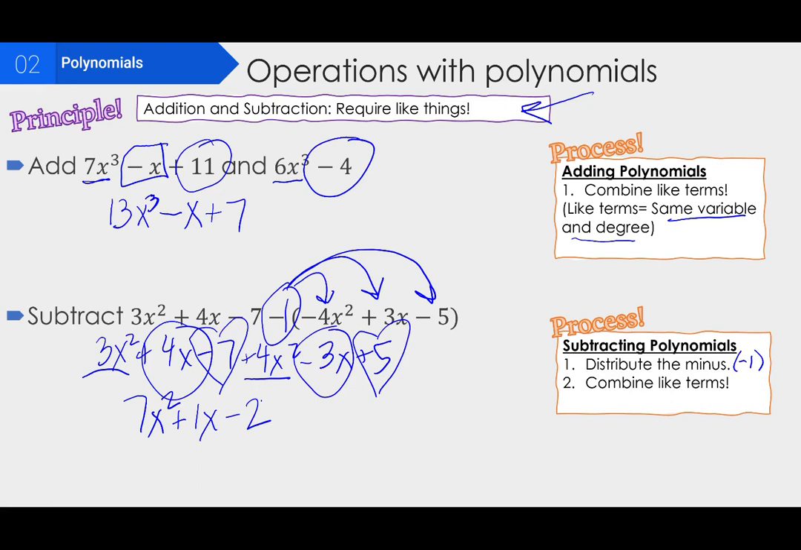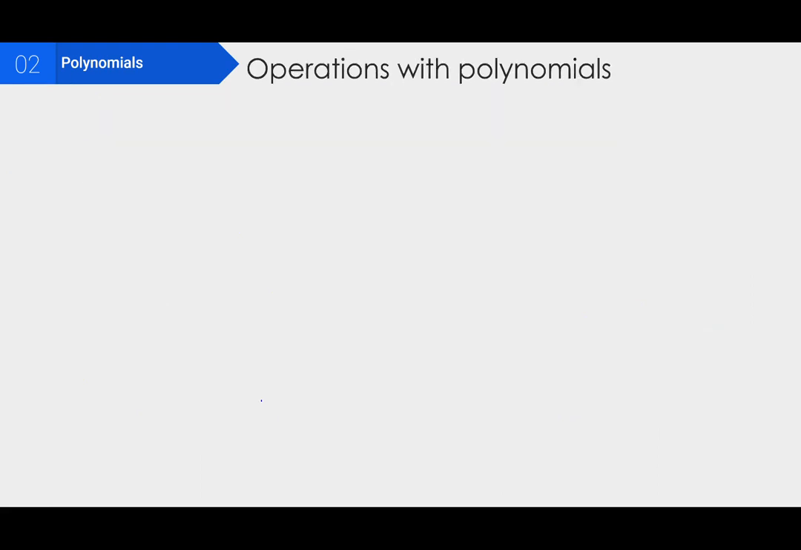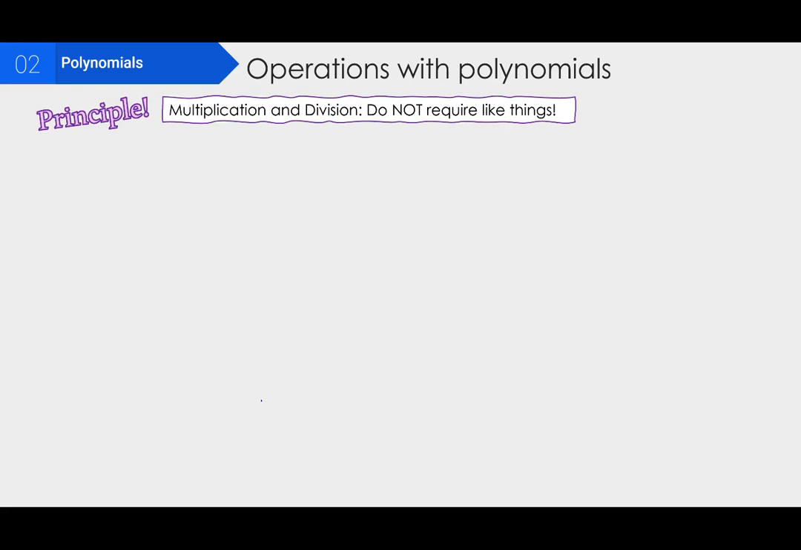But multiplication gets a little bit trickier. Remember, with multiplication, just like we talked about before, it doesn't require like things. So we don't need to get like terms or like denominators. You just need to multiply. And you also want to remember from the last video the product rule. Let's put a little reminder of that. If I have x to the a times x to the b, I'm going to add the exponents together. That's going to be important.